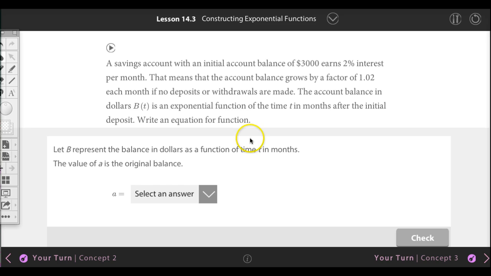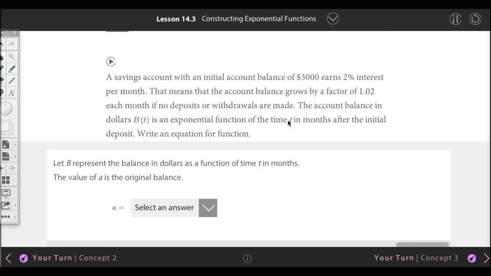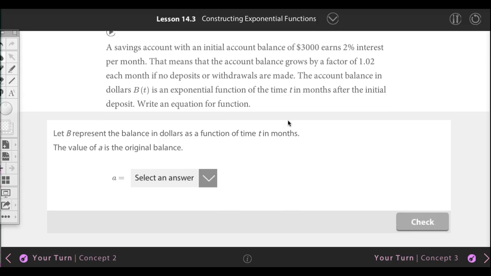We have a question that looks like this. A savings account with an initial account balance of $3,000 earns a 2% interest per month. So basically the balance grows by a factor of 1.02 each month if no deposits or withdrawals are made. Okay, so we have to try and write an equation for this question right here.